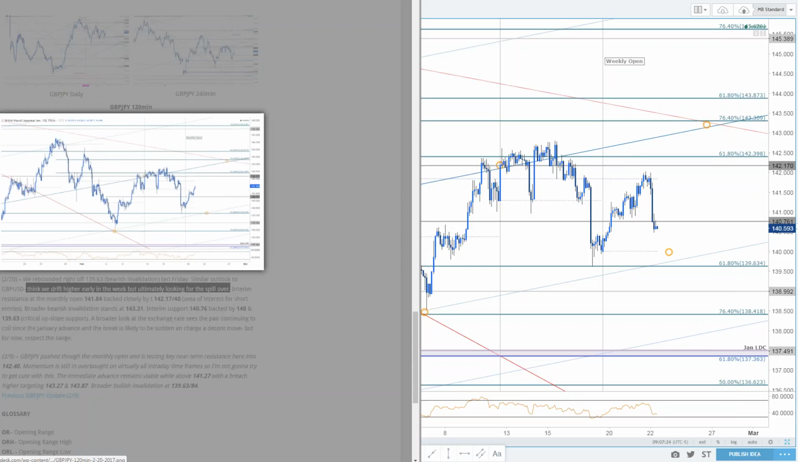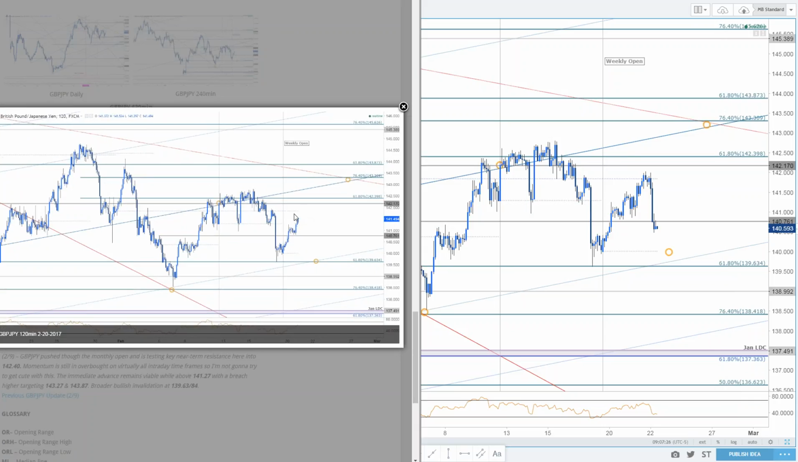It played out perfectly. And sometimes it's better to be lucky than skilled, but the monthly open held as we had expected. Bearish invalidation still remains at that 143.30. So as long as we stay below this, I still like the short side. This is the level we need to clear to get a little bit more of a concerted pullback. Any questions on pound yen? No change to any of the levels from the Monday update.